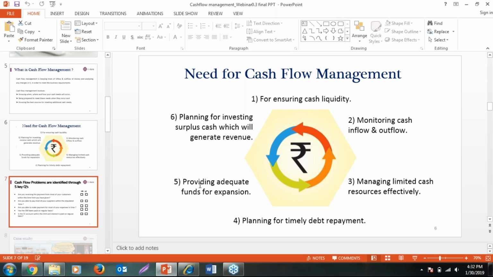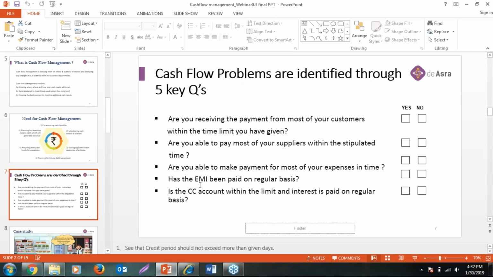Going further, cash flow problems are identified through 5 questions. So we have jotted down 5 questions. So friends, I would suggest you relate your business here and genuinely give an answer to each question. If you can just say yes or no, then you can realize whether you are having a cash flow problem or not.